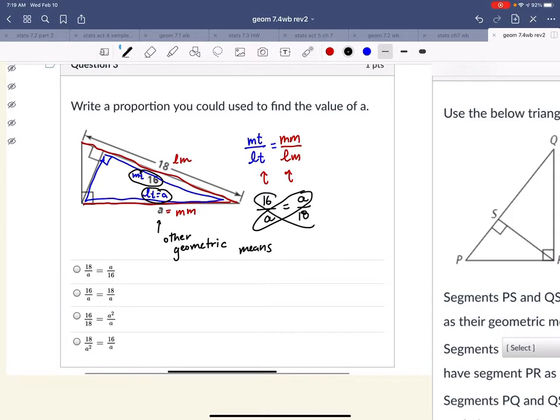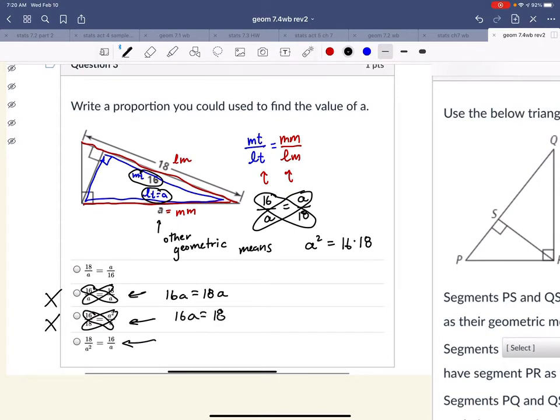So if we cross multiply to solve, in fact, they didn't want us to solve, but this is what we get, 16 times 18. So we're looking for which of these formulas is equivalent or equal to that. So we notice if I cross multiply, I get 16a equals 18a, so that's not going to work. This here, I'm going to get something else. Right? This, I get 16a squared equals 18a. So none of these work.